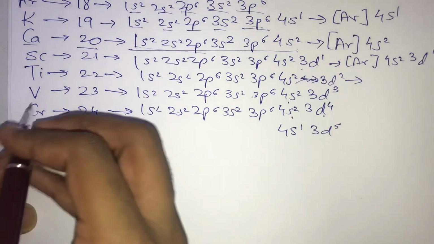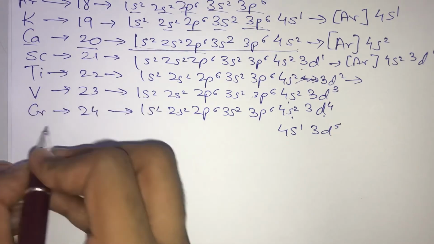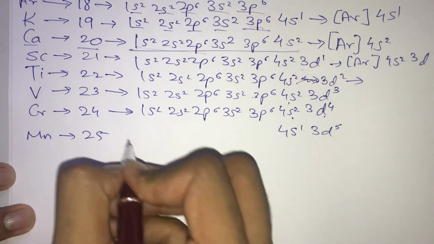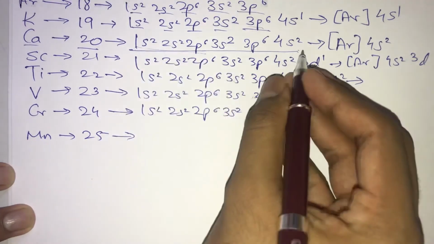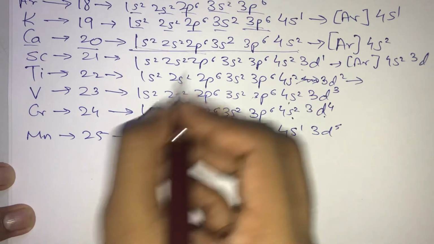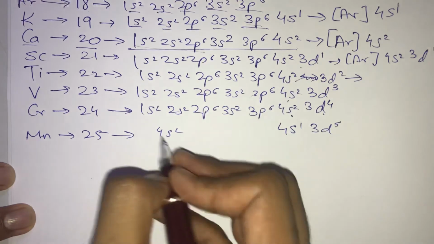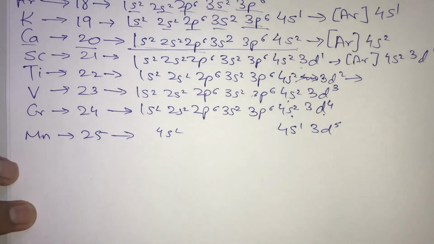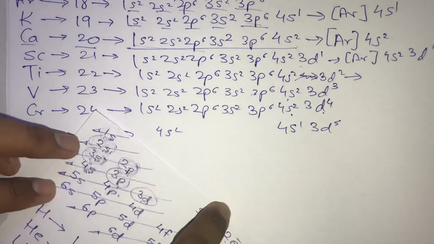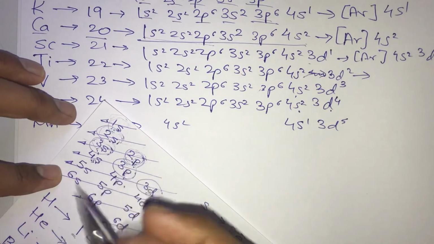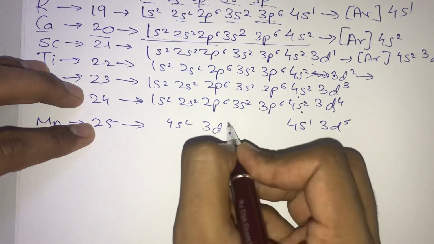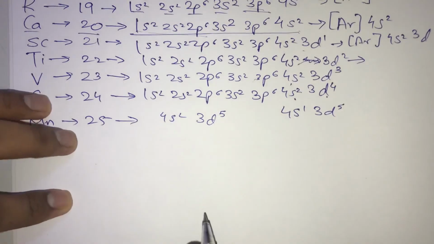Okay, so after chromium it is nothing but your manganese, whose atomic number is 25. So obviously the 20 you are going to write. So can I just write, guys, 4s2? I don't want to write it again, so I'm just writing 4s2. After 4s2, you have 5 more electrons to go. So after 4s comes your 3d. 3d can take a maximum of 10 electrons, but we have only 5 electrons left, therefore we write 3d5.